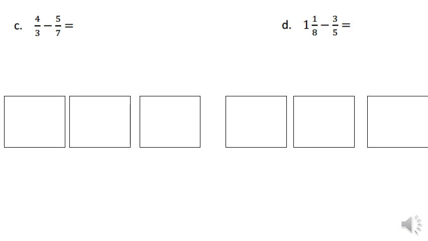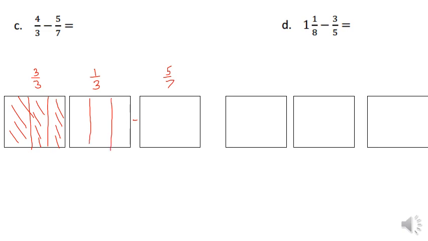Okay, on C, we're doing 4/3 minus 5/7, so we're going to split everything up into thirds. And I know that this is going to be 3/3 plus 1/3, which gives me 4/3. And I'm going to be subtracting 5/7. So I'm going to go ahead and split this up into thirds. And I know I'm shading everything in on this one. And over here I'm going to thirds. I'm going to shade 1 out of the 3.